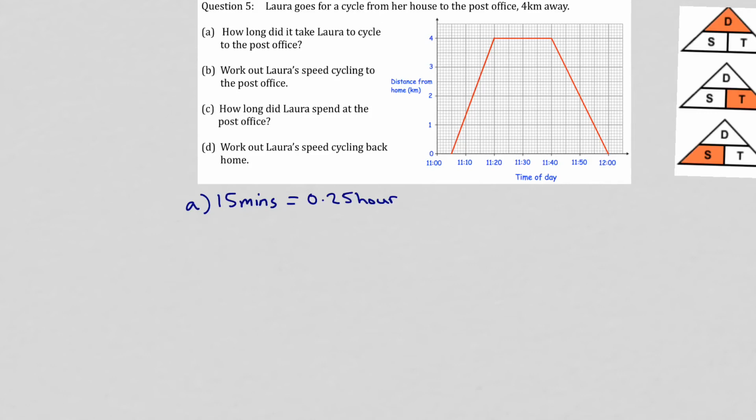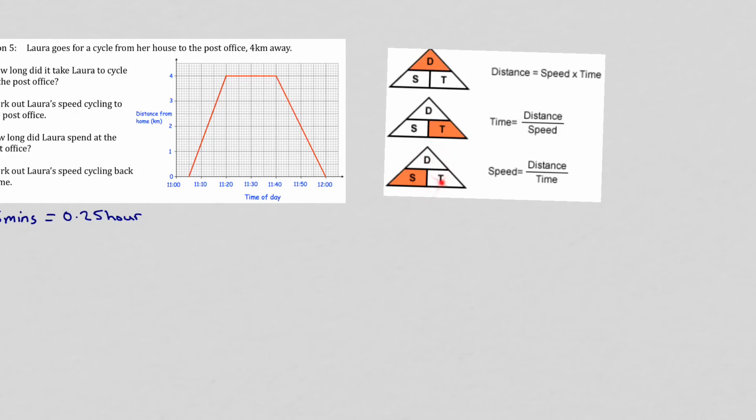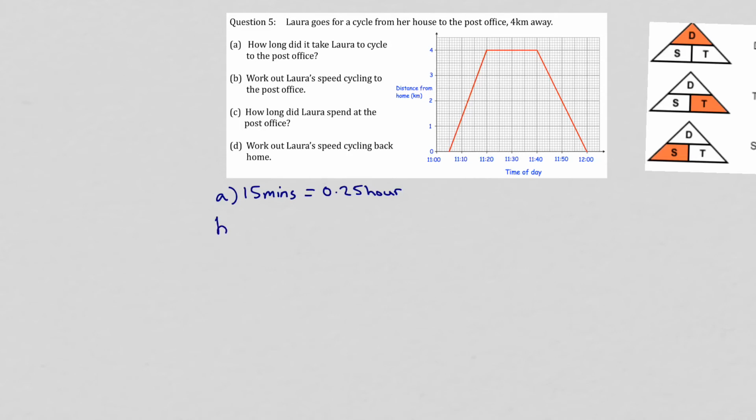Okay, B, we're asked, work out Laura's speed cycling to the post office. Well, again, we look over here, our speed equation, we cover up the S for speed, we're left with distance over time. So speed equals distance over time. Go back and write that in here. So our distance that she travels going up to the post office is 4 kilometers. Okay, we're told that up here. The post office is 4 kilometers away as well. The time it takes, well, we worked that out in part A, is 15 minutes.